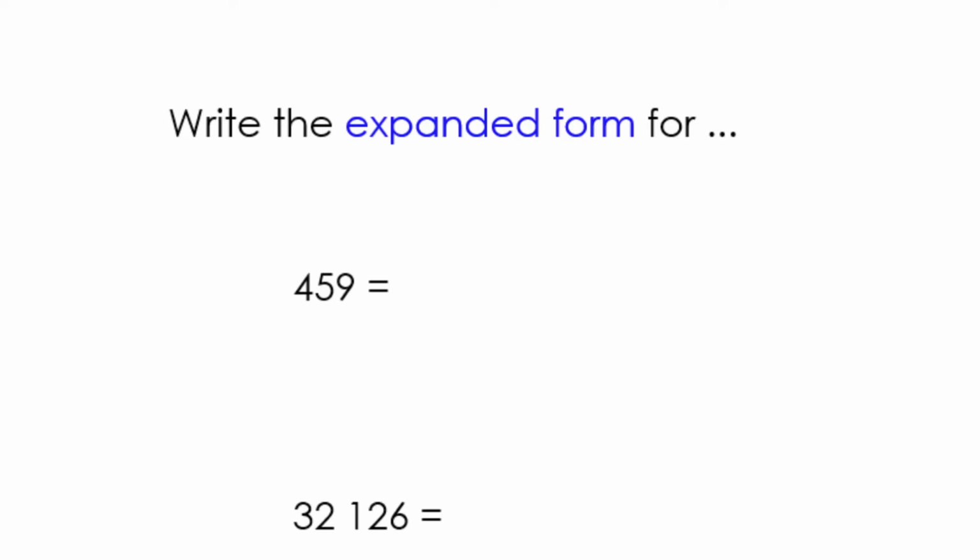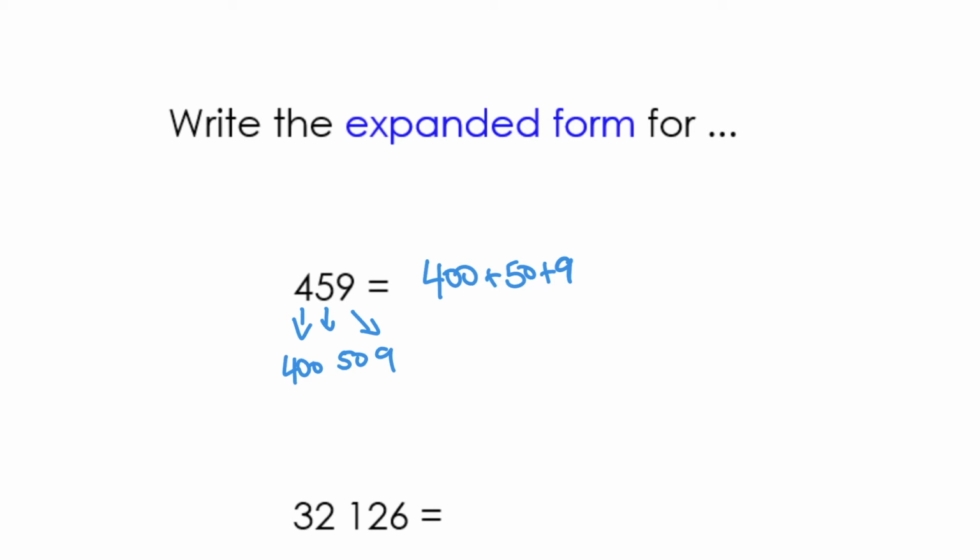So for those of you who don't like to work backwards, you know that this is in the hundreds column. 400, 50, and 9. So it would be 400 plus 50 plus 9.